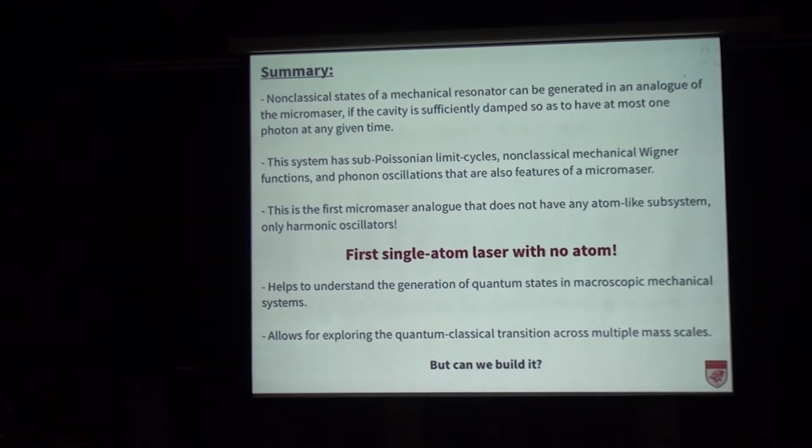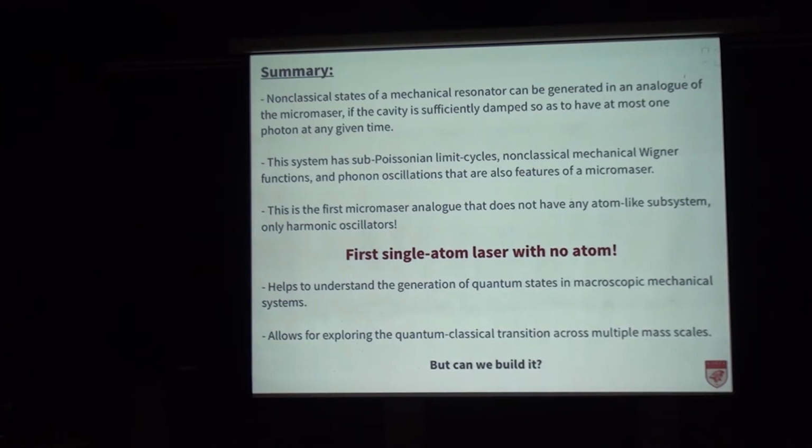But the general idea is this helps us understand the generation of quantum states in these macroscopic mechanical systems, and then we can use this as a tool to understand the quantum to classical transition, because everything I've told you, this same Hamiltonian, applies over 20 orders of magnitude of mass. So in principle, there's no limit to what size oscillator you could put in.